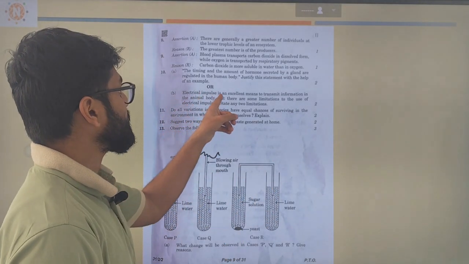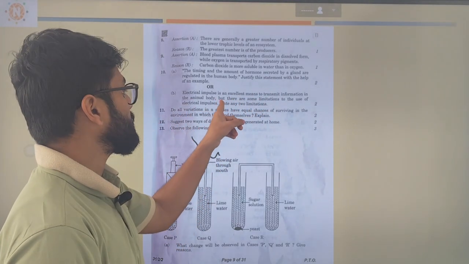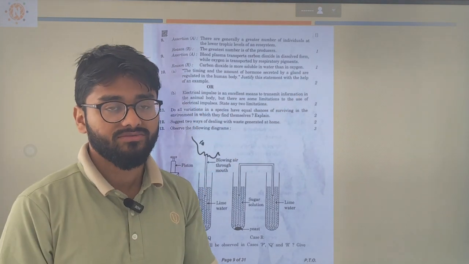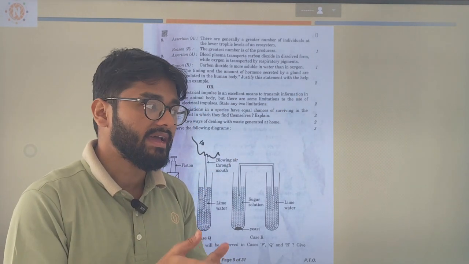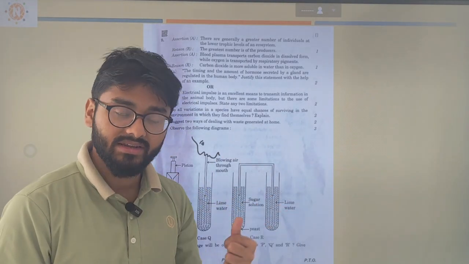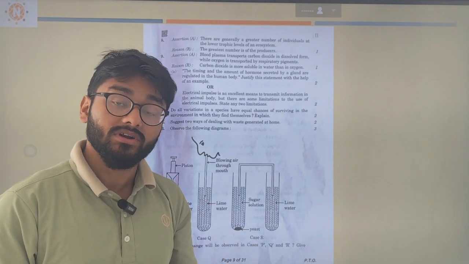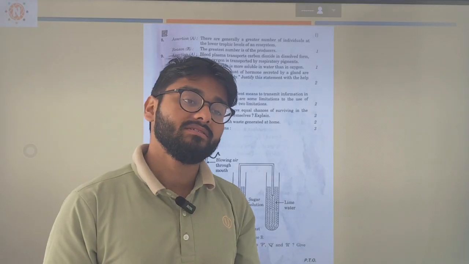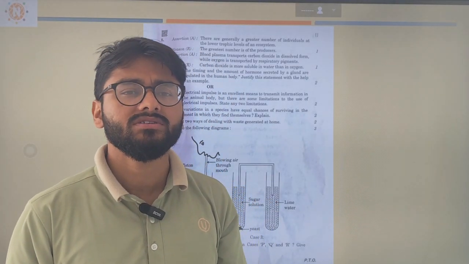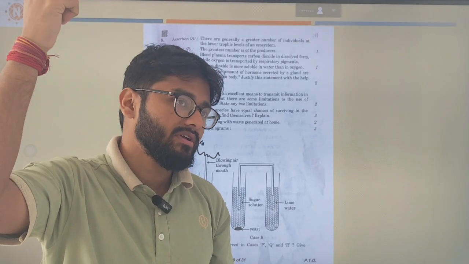Now second, electrical impulse is an excellent means to transport information. That is true in the animal body, but there are some limitations to the use of electrical impulses. Can you name some? Obviously we can, because impulses travel like a wire. So this wire itself does not reach every portion of your body, because it does not. You may think that the nerve system travels everywhere, but it actually does not. Some of these are not that sensational. Why? Because have you ever plucked your hair?